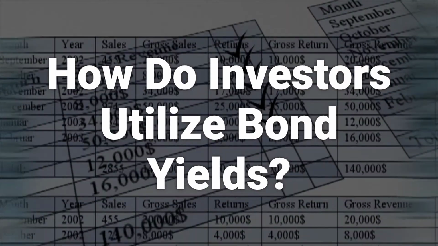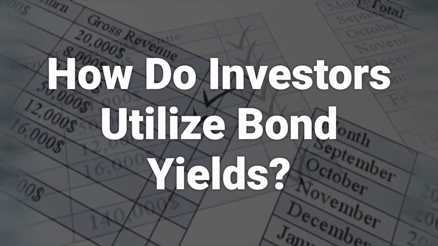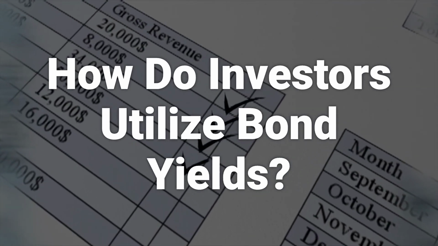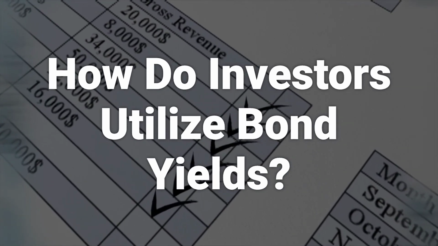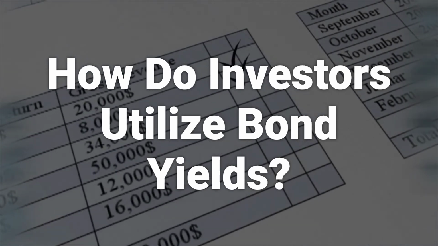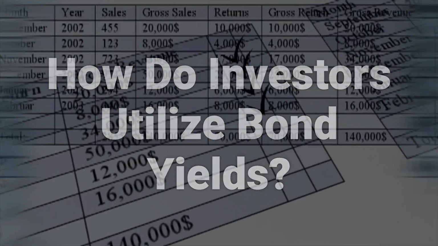Yields are used for more sophisticated analyses. Bonds of different maturities can be traded to take advantage of the yield curve, which plots the interest rates of bonds having equal credit quality but differing maturity dates.